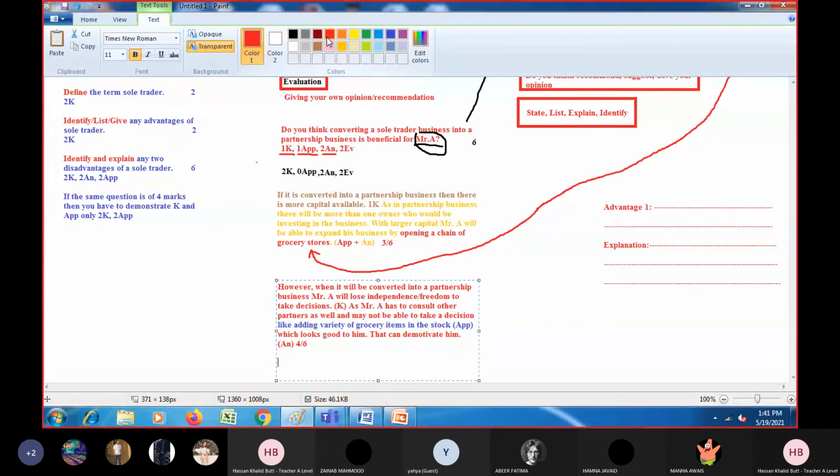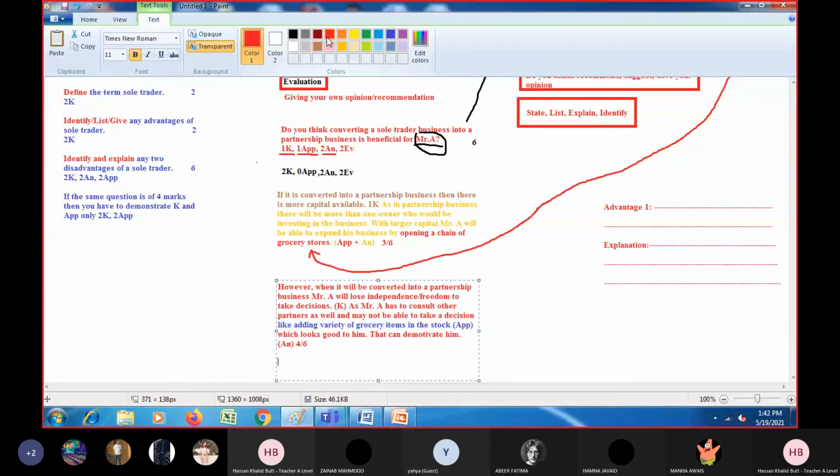Remember, evaluation must address the statement of the question. I repeat, whenever you are doing an evaluation, it must address the statement of the question. And the statement is whether a sole trader business should be converted. Is it beneficial for Mr. A or not, if it is converted into a partnership business? You will address that. So how to start such a part, that is evaluation?